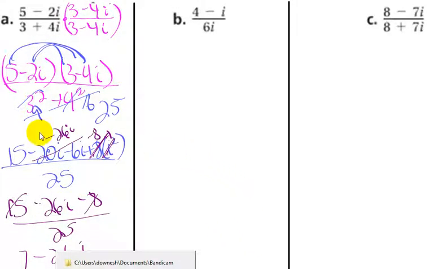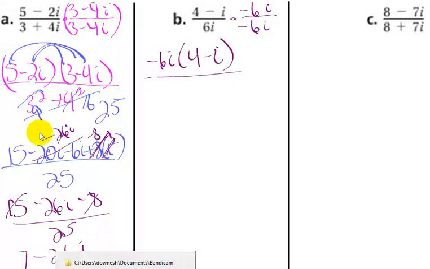For B, we're going to clear the denominator again by multiplying by the conjugate, negative 6i. Same manner. So we've got negative 6i times 4 minus i over 6i times negative 6i is negative 36i squared. i squared is negative 1. And then negative 1 times negative 36 is a positive 36. So now we've got our denominator of 36.